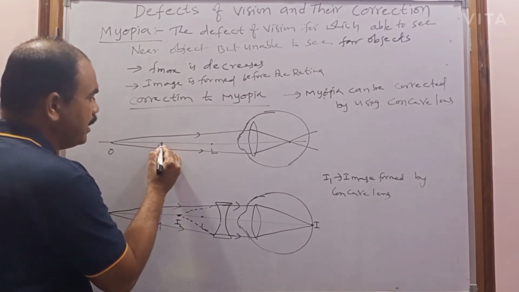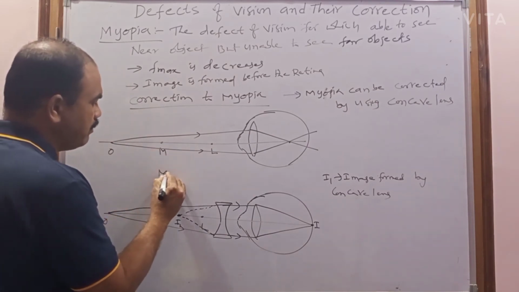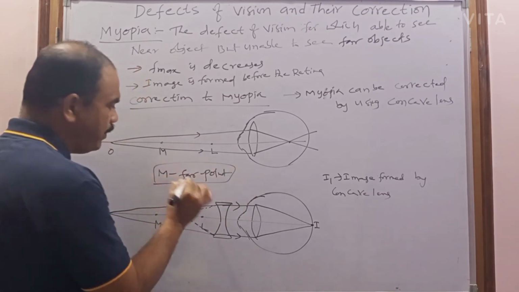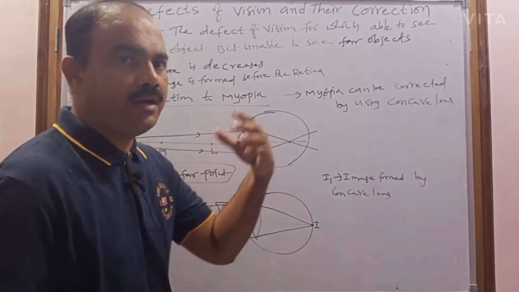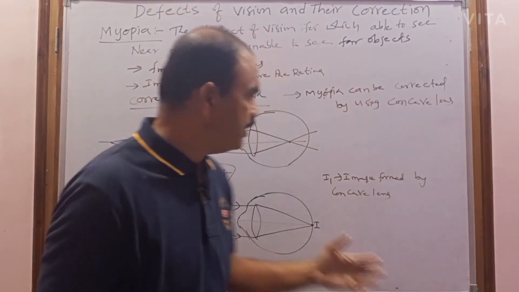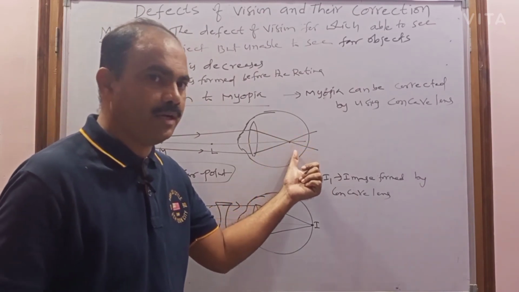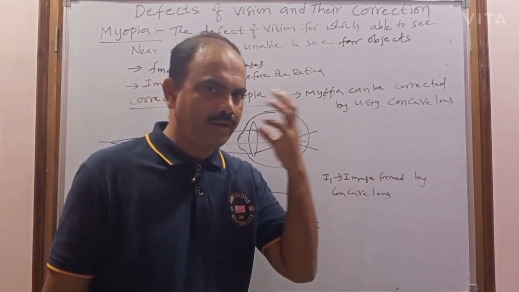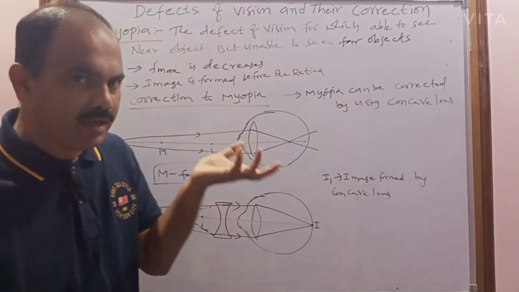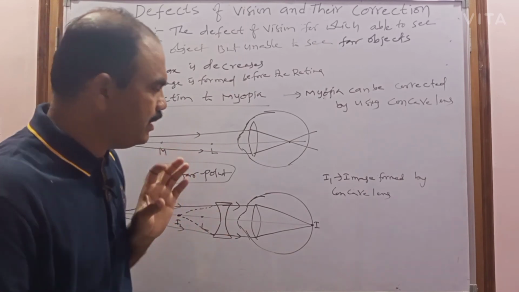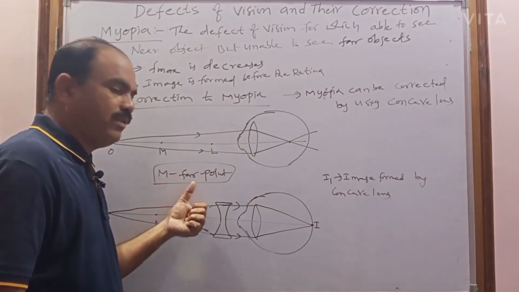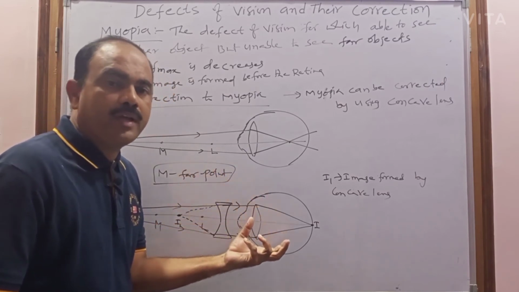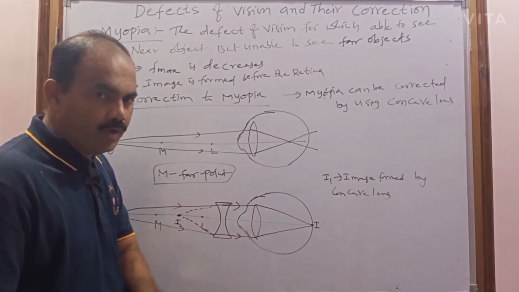This is the far point. M is called the far point. The far point is the point of maximum distance for which the eye lens can form the image on the retina. This far point changes from person to person depending upon the strength or ability of the ciliary muscles of that person. So depending upon the far point, the focal length of the lens that can correct the myopia also changes.